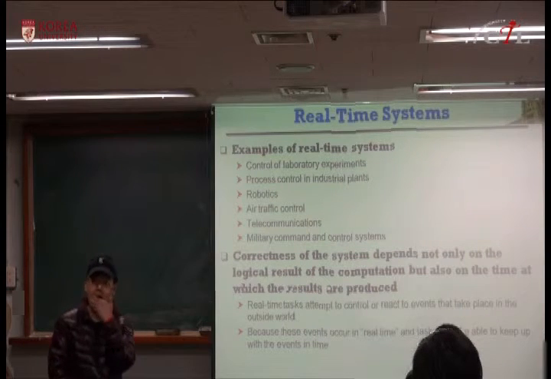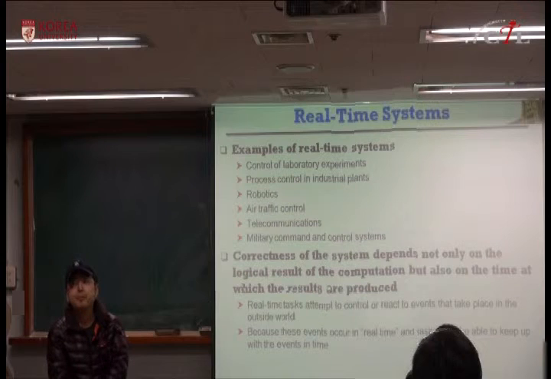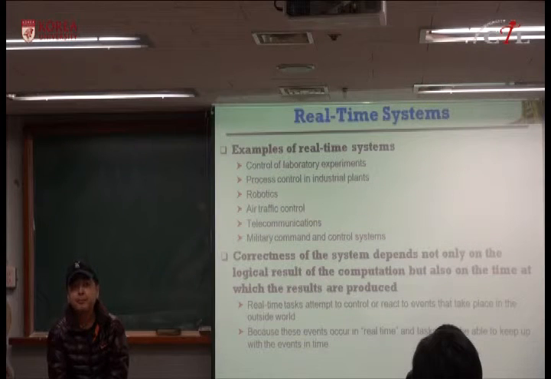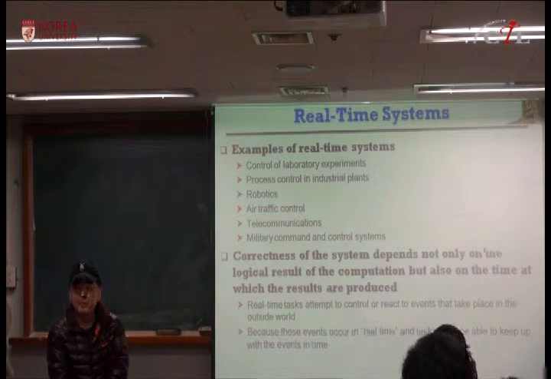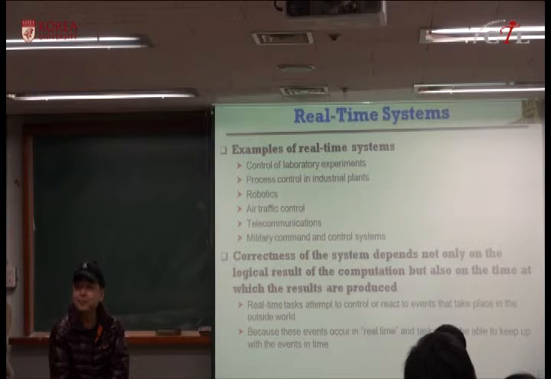Would games count as real-time systems? Video games, where you have to connect to the server, that can still count as a real-time system, right? Maybe soft real time, right? Yeah, if you classify them.